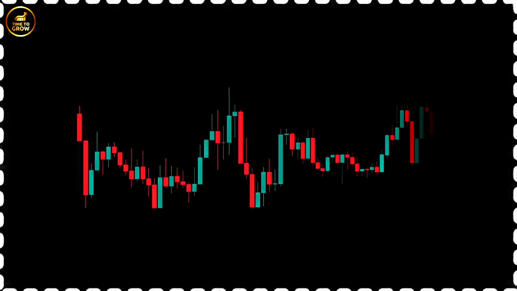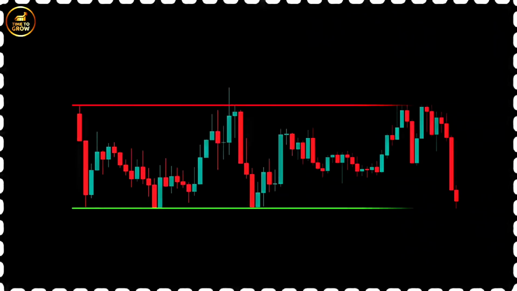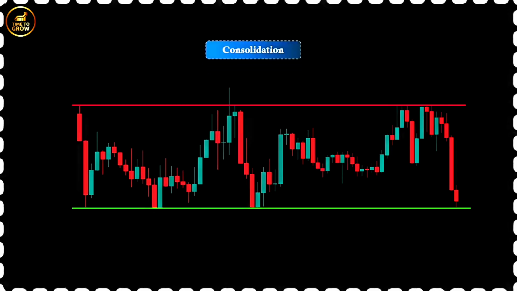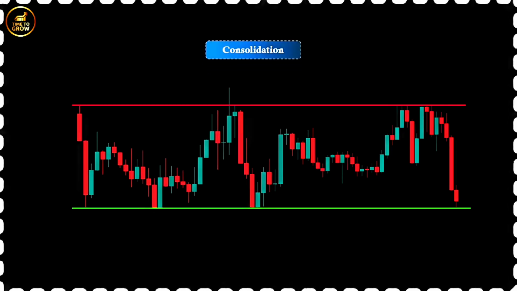Indecision candles usually form when a strong bullish or bearish move is ending. Price starts consolidating. At the end of strong trends, you will often see a cluster of indecision candles.